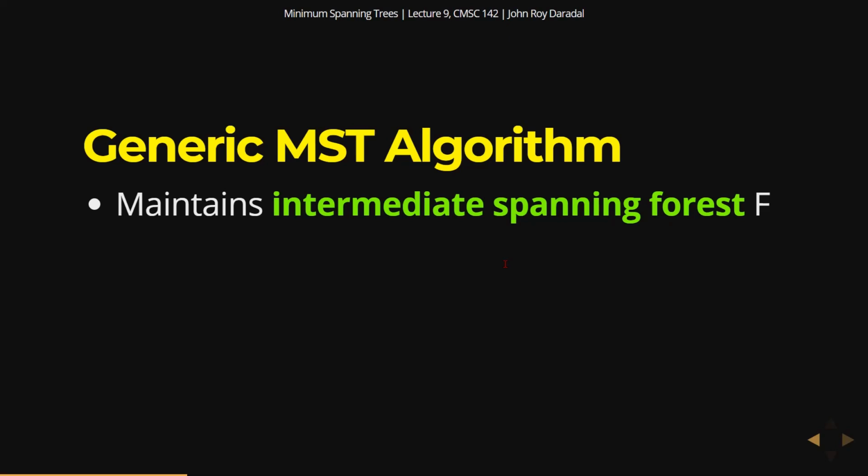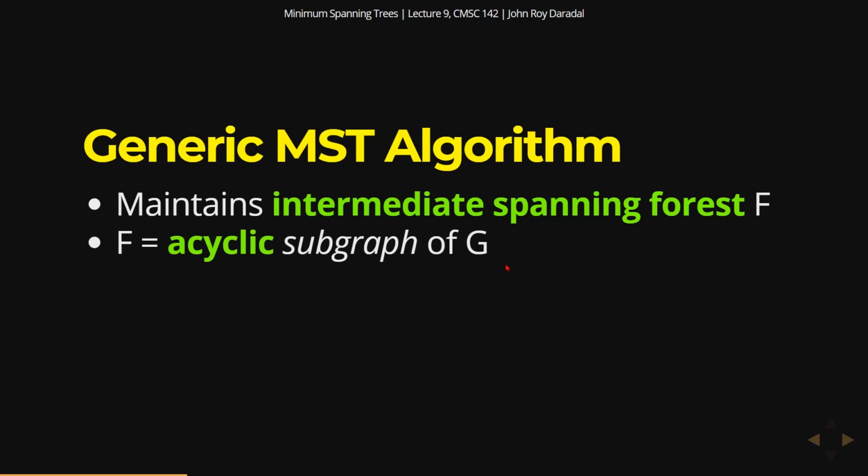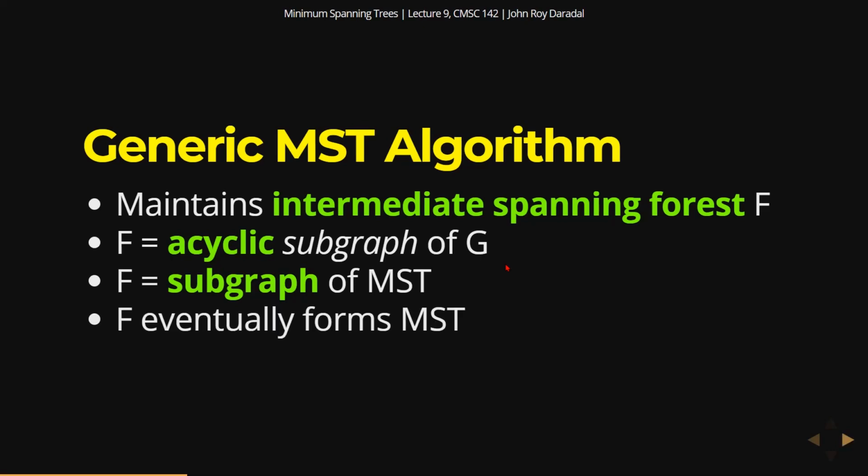What it does is it will maintain an intermediate spanning forest called F. So the spanning forest F would be what we will grow. Okay, so F would always be an acyclic subgraph of G. So there should be no cycles, because if it contains a cycle, then that won't be an MST anymore. And F is also a subgraph of the MST, and eventually that forest will turn into the MST, because as we add more edges to the spanning forest, we're actually merging trees together that will form the eventual MST.